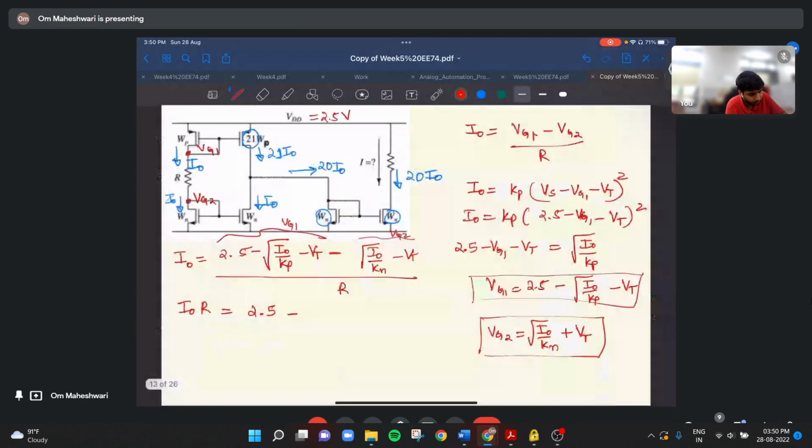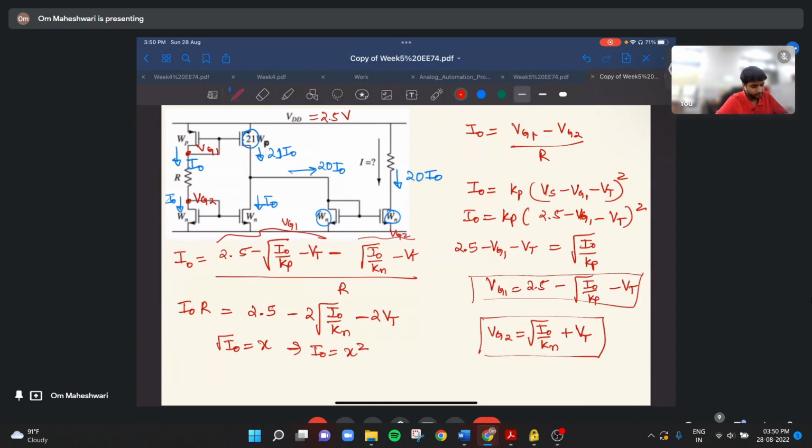We combine this, so we will have 2 under root I naught by Kn minus 2 Vt. It will be difficult to solve this equation exactly because it is quadratic. So what we will do is assume, let's say, under root I naught equals x. This implies I naught equals x square.